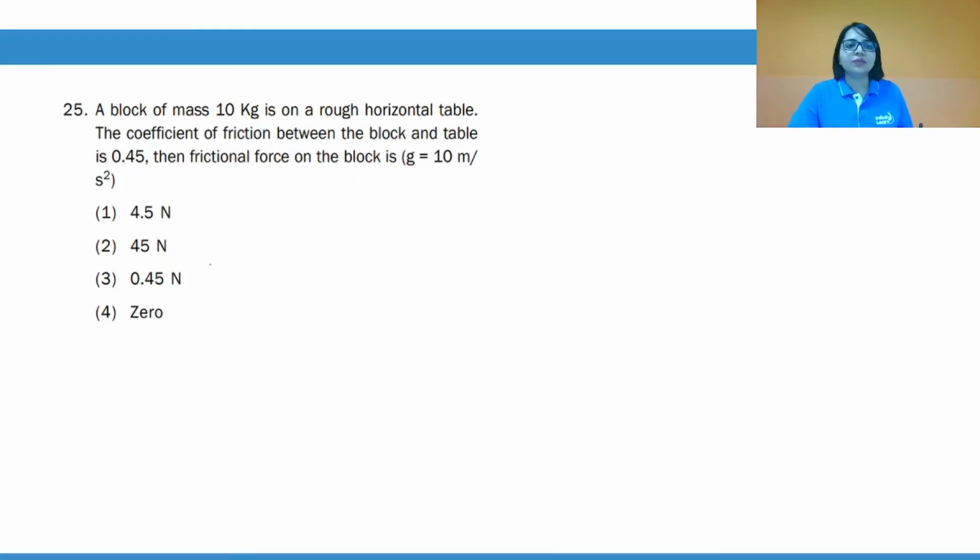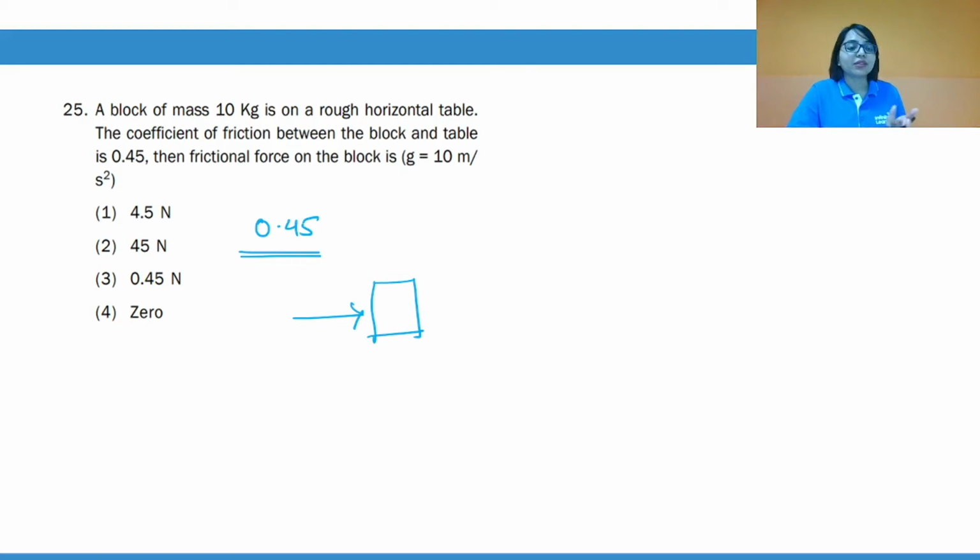Question number 25. The block of mass 10 kg is on a rough horizontal table. The coefficient of friction between the block and the table is 0.45. Then the friction force on the block is given by. So basically, friction comes into action when there is some sliding tendency, or you can say when the block is trying to start relative motion, right? But you are not applying any force. You are not forcing this block to start any relative motion. External force is not present, right? Okay, so friction will not be there.